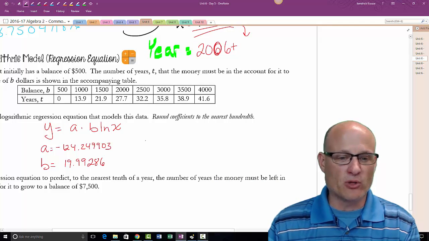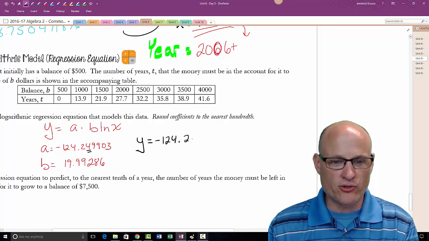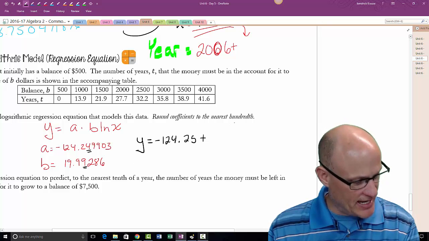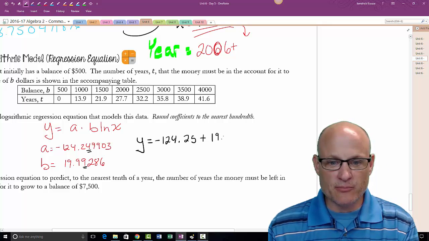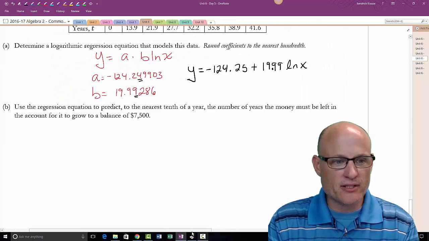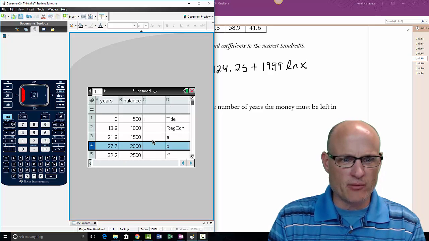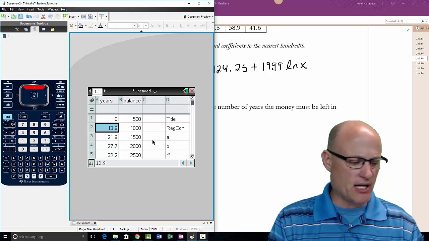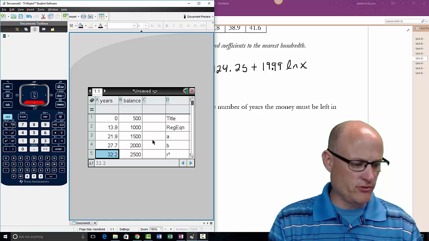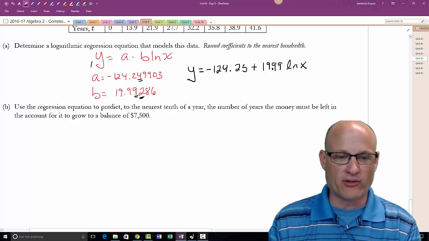So then we're going to write our equation. You'll see why it's weird in a minute. Y equals, rounded to the hundredths place, this one goes to 25. So -124.25 plus, if I round this to the hundredths place, 19.99 ln of x. All right, there's our equation. Let me go check, because it's slightly different than the number I got over here. Let me make sure I have my numbers right. 0, 500, 13.9, 1,000. 21.9, 1,500, 27, 32, 35.8, 38.9, and 41.6. Okay, I was just off a little bit on my first graph. No big deal. I had this written down as a 5 here for some reason. Maybe I just got a little dyslexic.